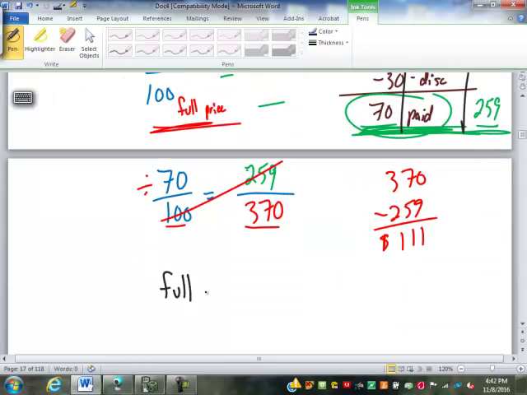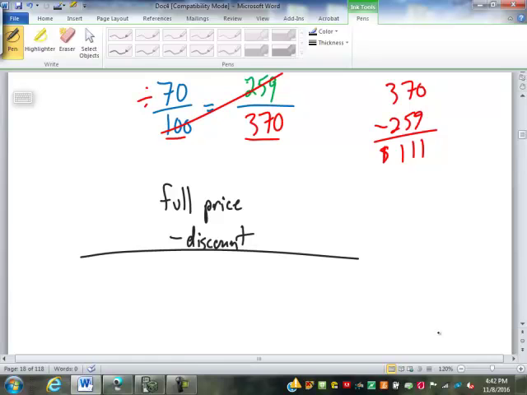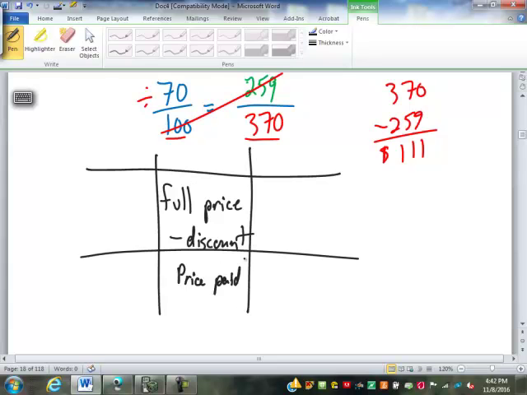And it doesn't matter what words you use. You can have full price, you can have list price, starting price, whatever. Minus discount. Down here you can put price paid, price after discount, whatever words you want to use can go down here. And each item, as we said before, has to be represented by two numbers. One of them has to be a percent, and in this case, the other side is dollars. It could be other things.